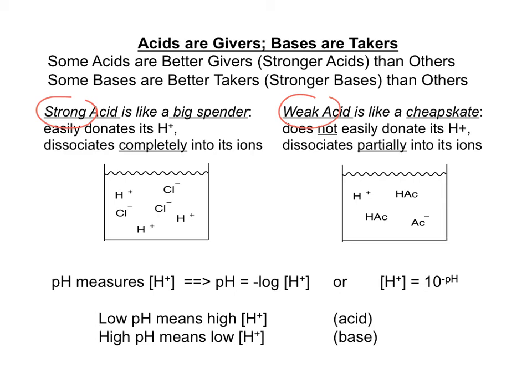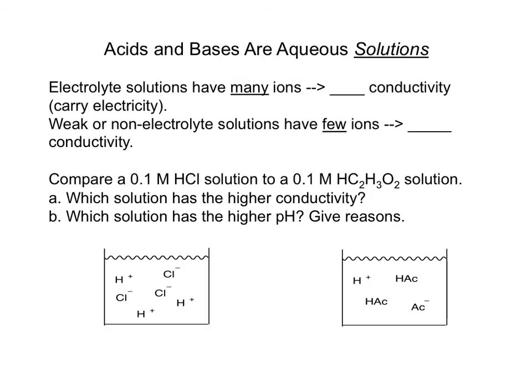Let's relate acid strength to pH. So remember, low pH means high H plus concentration. High pH means low H plus concentration. Earlier we talked about how a conductivity experiment measures the number of ions in solution. Stop the video and answer these questions. And the answers are, high pH means low H plus concentration.